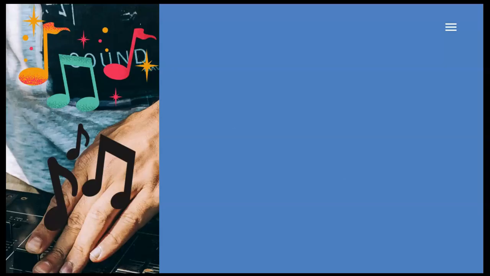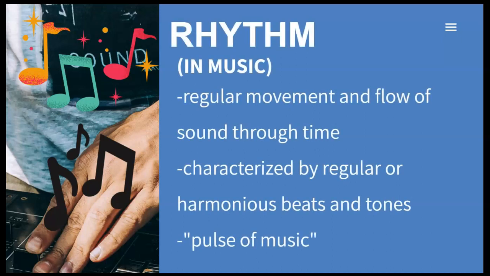Rhythm is the pattern of sound, silence, and emphasis in a song. It is a regular movement and flow of sound through time. In music theory, rhythm refers to the recurrence of notes and rests in time. Rhythm is referred to as the pulse of music.